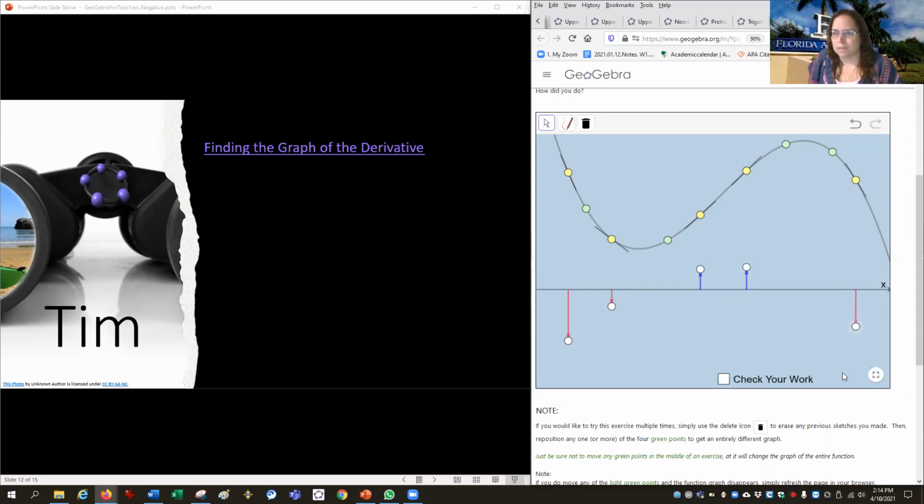Because I remember when I was a student, this was so confusing. Why is the derivative of a third degree a parabola? I don't know, it didn't make sense to me. But this is a nice visual way of seeing that.